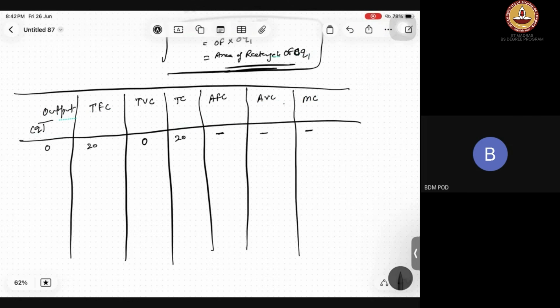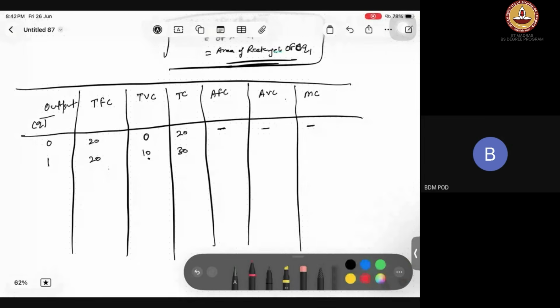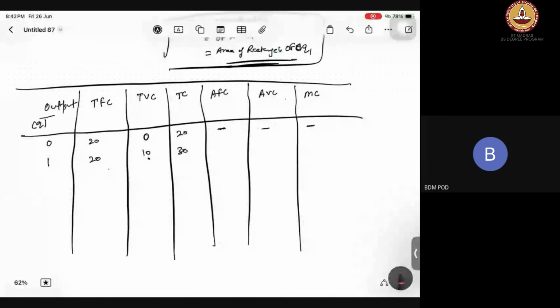Now I am increasing to 1. Fixed cost will be the same. Suppose I am getting a variable cost of 10. Total cost is coming out to be the addition of these two, it's 30. What will be your AFC? 20, sir. AFC is 20. What about AVC?